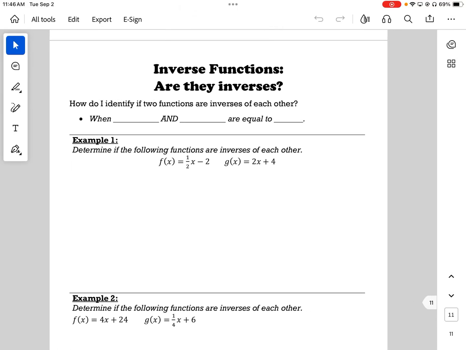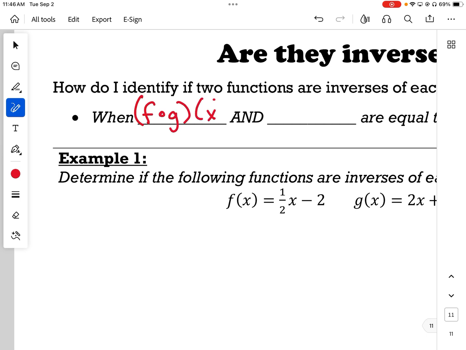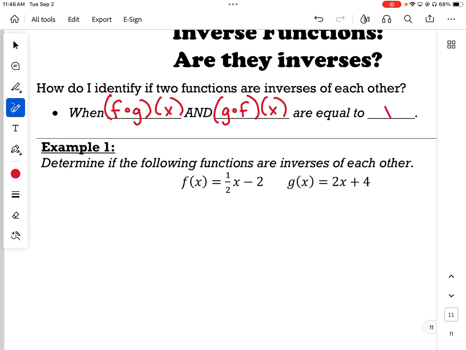Okay, so we are going to determine if two functions are inverses of each other. The way that we do that is we do f of g of x, and then g of f of x. And when they are equal to x, that tells us that they are inverses of each other.